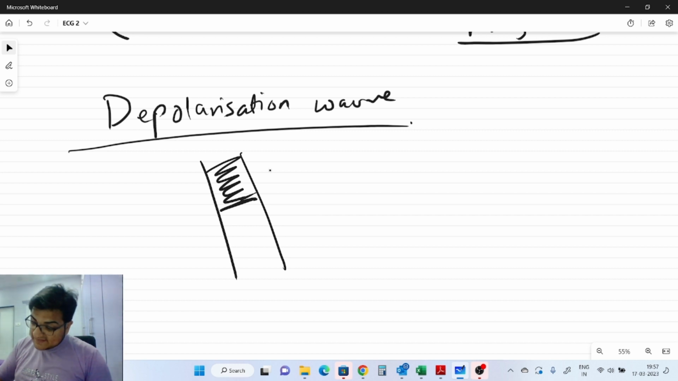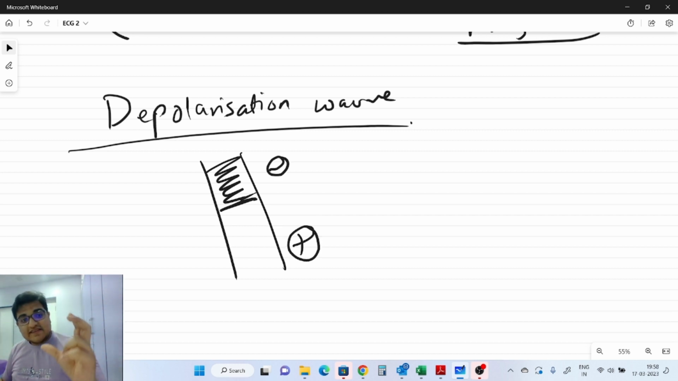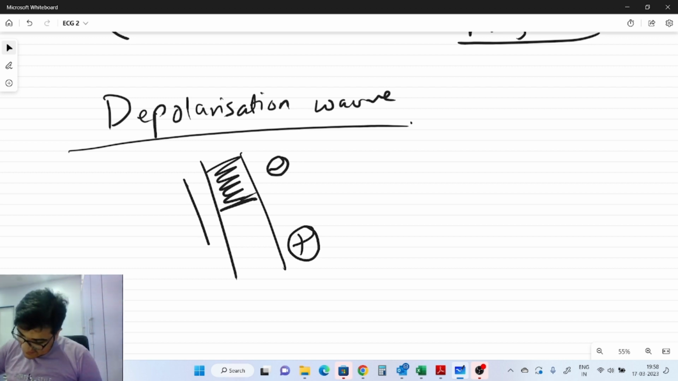So this is the negative part and this is the positive part. I mean, the area which is ahead of the area of depolarization is always positive. So this is the direction of depolarization, or this is the direction of your net dipole moment. Okay, the net dipole moment is always in the direction of the part which has not yet been depolarized. Please understand this. This is given in GK part. Okay, so you have to read it from there as well.